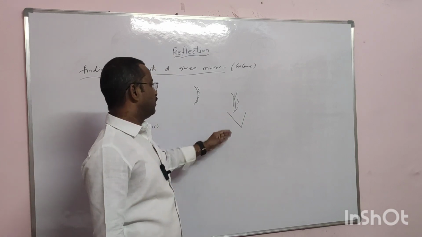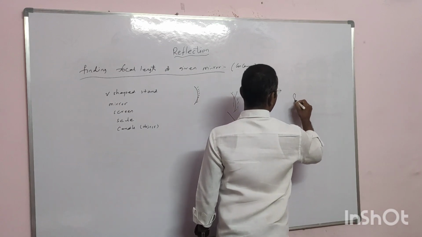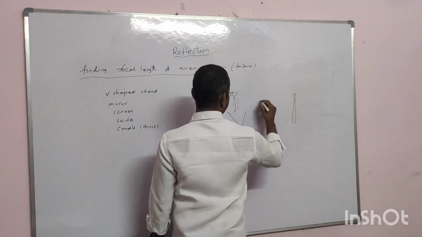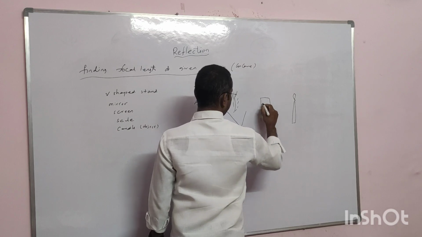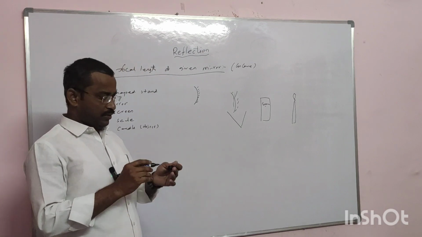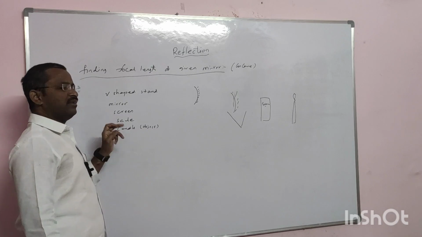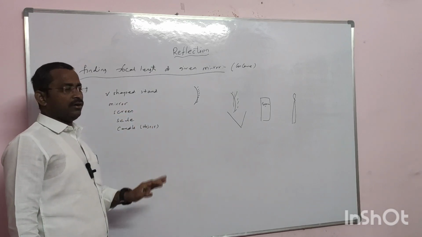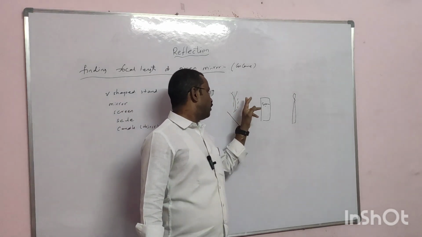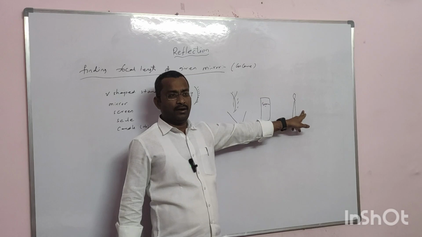On either side, one side is going to be a candle, and in between you are going to place a screen. Is that clear? You have been given the materials: V-shaped stand, mirror, screen, scale, candle. Screen is just a white paper because the image has to be formed on it. Now you take one V-shaped stand, another you take the given mirror, and opposite to that a candle, which works as the object.